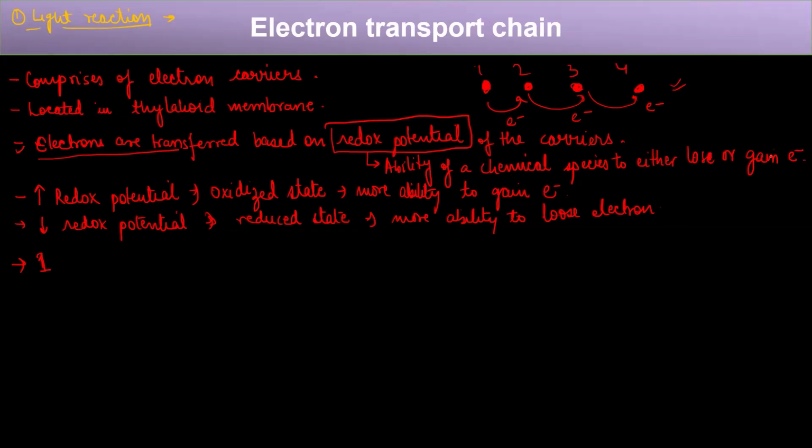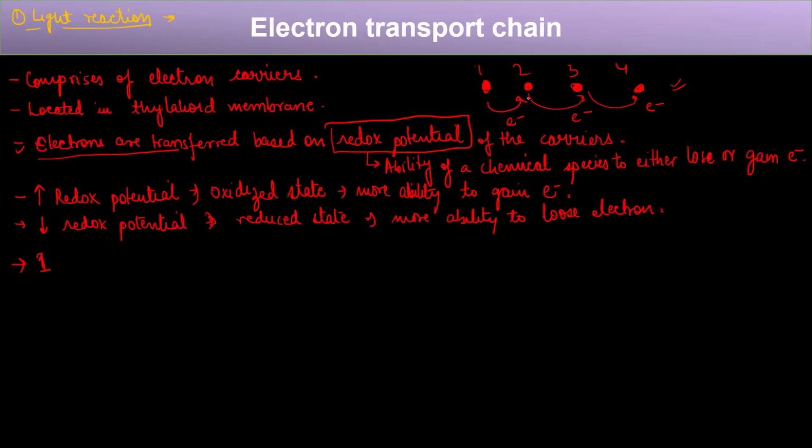So it is the ability of a chemical species to either lose or gain electrons. Now, if a species has a high redox potential, it means that it is in the oxidized state, and it has more ability to gain electrons. And if a species has a low redox potential, it means that the species is in the reduced state, and it has more ability to lose electrons.